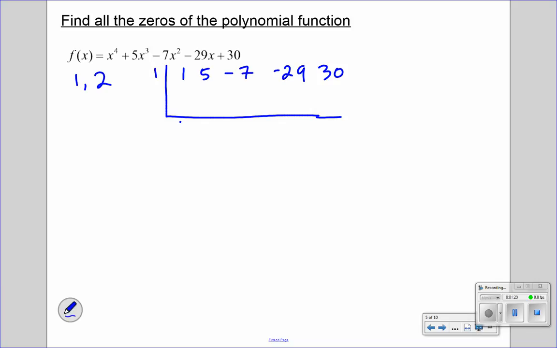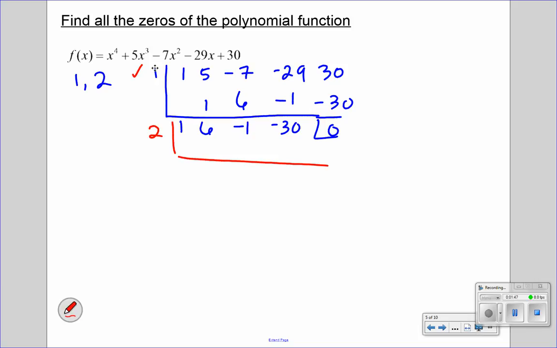Bring down the 1. That's 6, 6, -1, -1, -30, -30. So this one checks out. That one works. So let's try 2. Bring down the 1, 2, 8, 16, 15, 30. So that works as well.